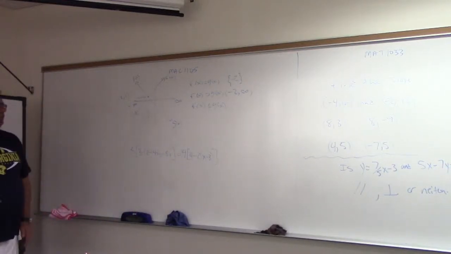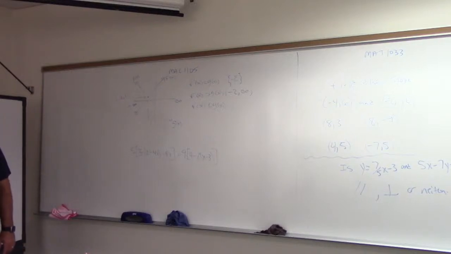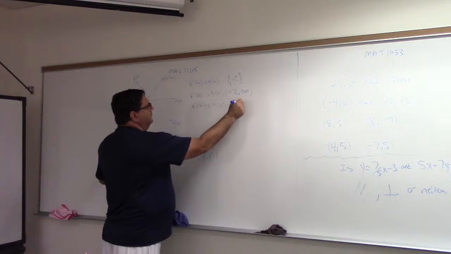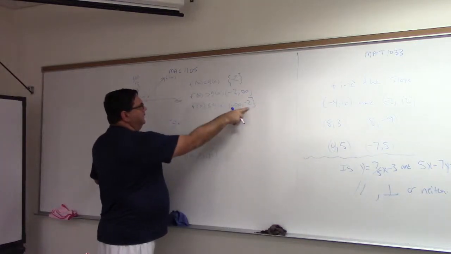All right, f of x less than or equal to g of x, go. -2. Negative infinity, -2. Very good. Bracket on the -2 because it's equal to.